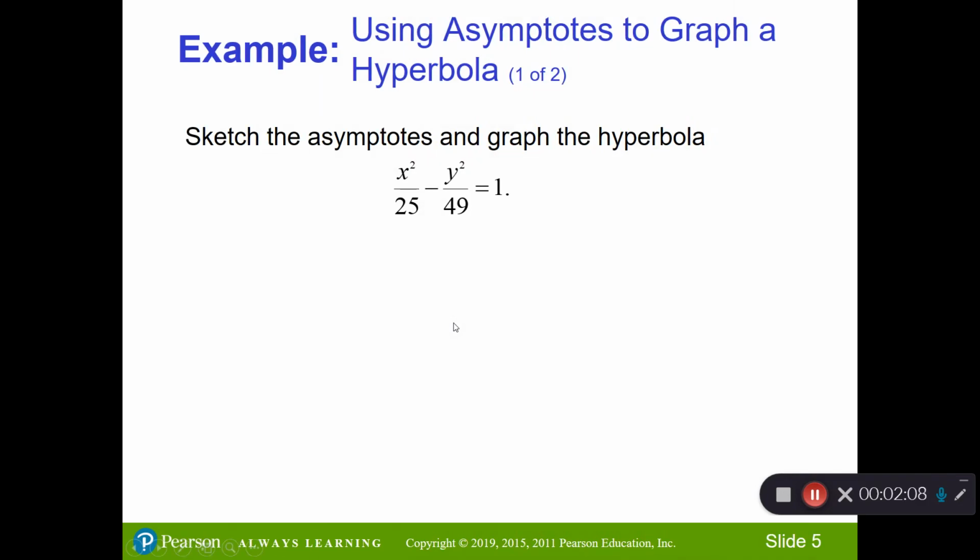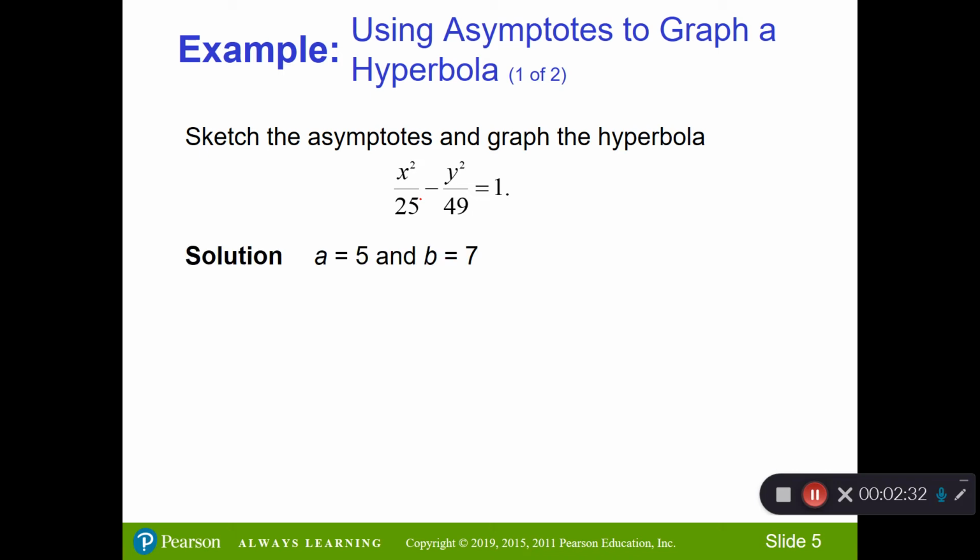I want to sketch the asymptotes and graph the hyperbola that's here. Notice this is x squared and y squared in the top, so my center is at 0, 0. The x is positive, so I'm opening left and right. So I'm going to go 5 units, the square root of 25, to the left and 5 units to the right to plot my vertices.